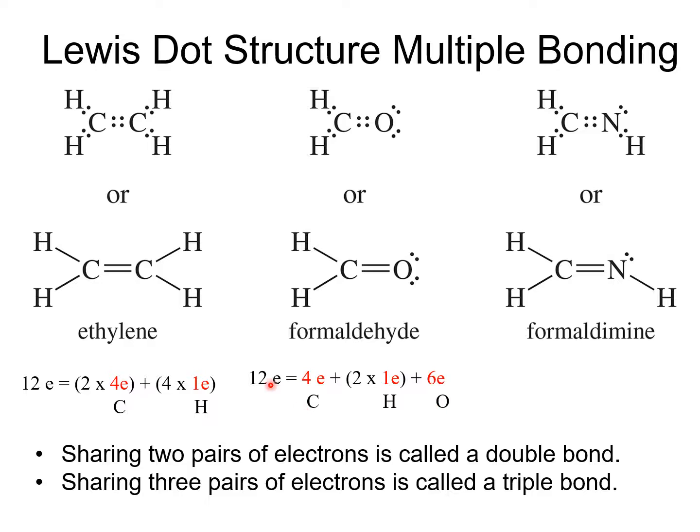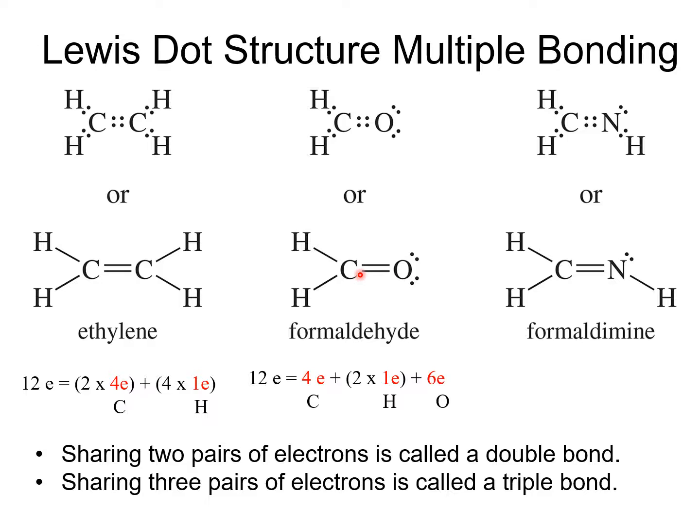So we add that all together, you get 12 electrons. So in my structure, do I have 12 electrons? I got 1, 2, 3, 4, 5, 6 electron pairs, 12 electrons. So this matches the number of electrons in my valence electron count. This is once again a multiple bond.